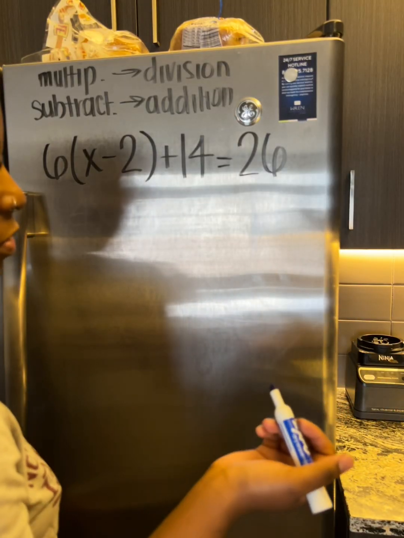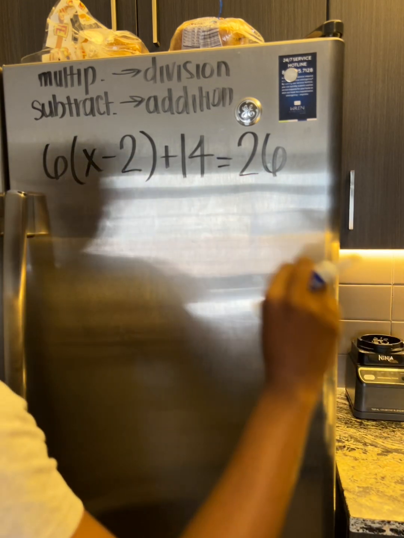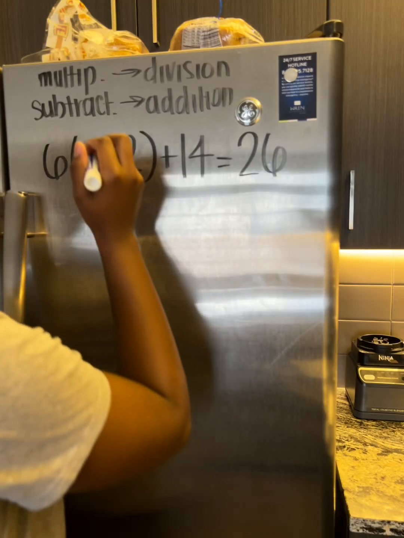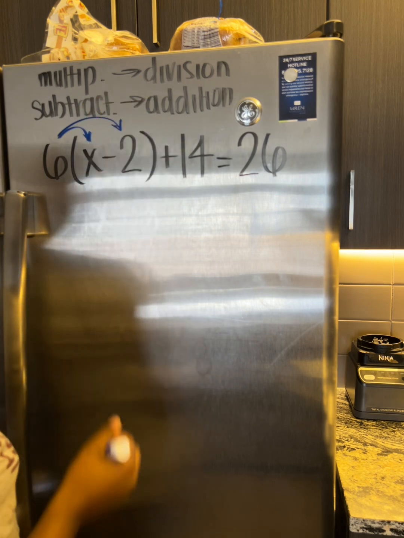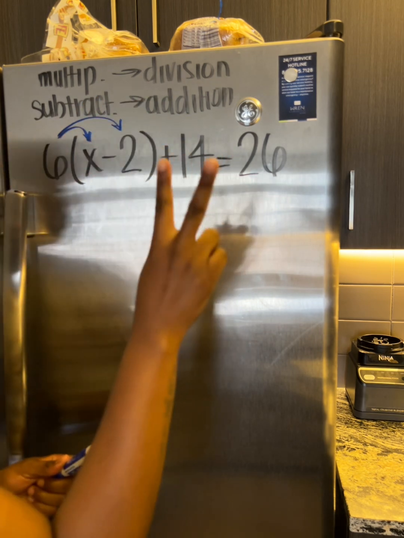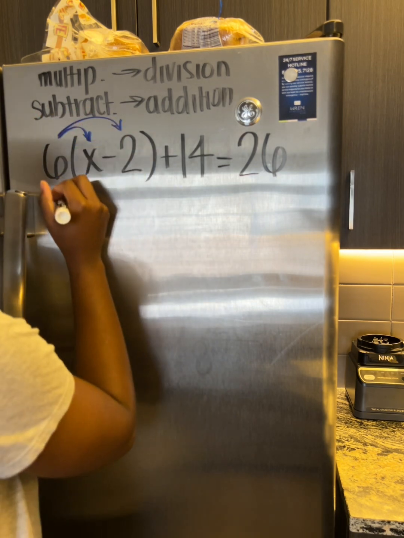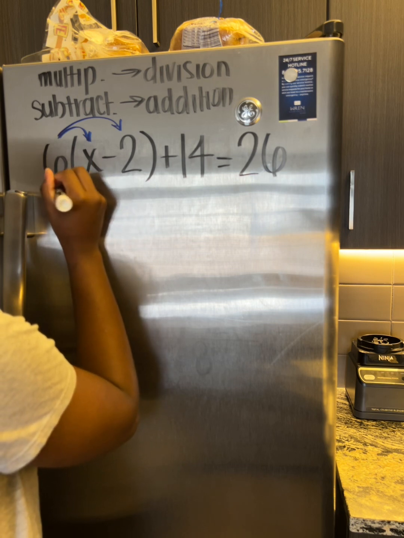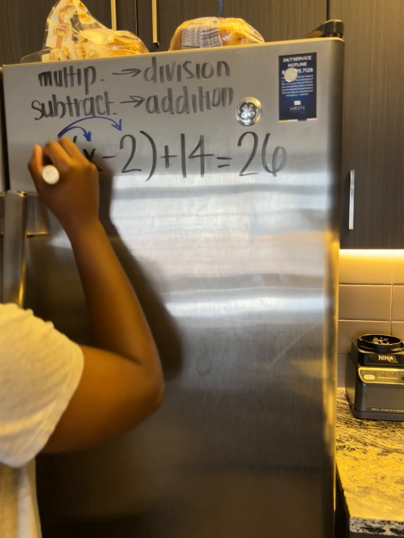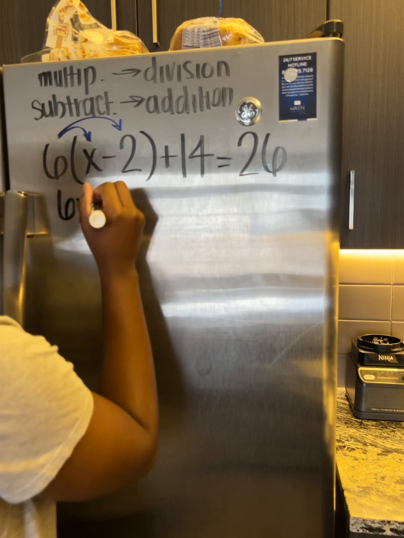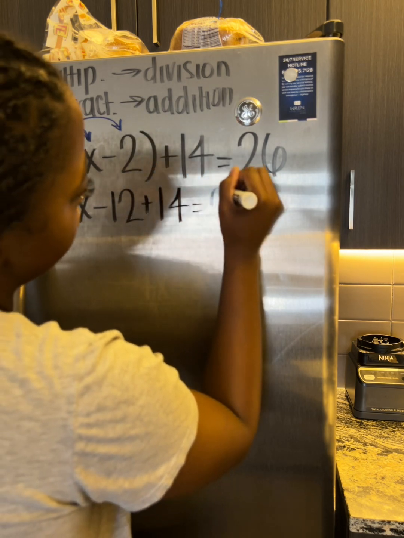Parentheses tell us we are multiplying all the time. They are always telling us to multiply. Now, we can never, ever forget to distribute. So when we have this, we need to distribute and multiply 6 by 2 things, x and -2. So 6 times x is 6x. And do your parentheses first. 6x. 6 times -2 is -12, plus 14 equals 26.